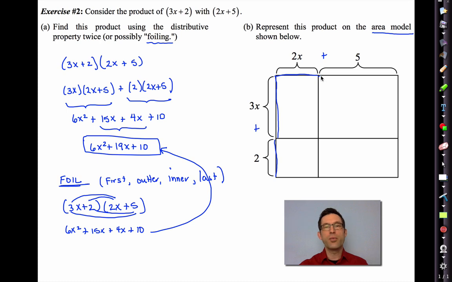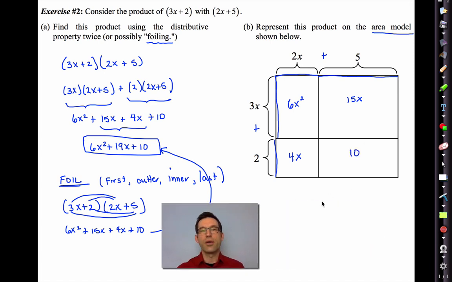And when we multiply them, we get this larger rectangle. The area model then would say, well, I've got 3x times 2x. This rectangle would have to have an area of 6x squared. 3x times 5, this rectangle would have to have an area of 15x. 2x times 2, this rectangle would have an area of 4 times x. And then 2 times 5, that would just have an area of 10.